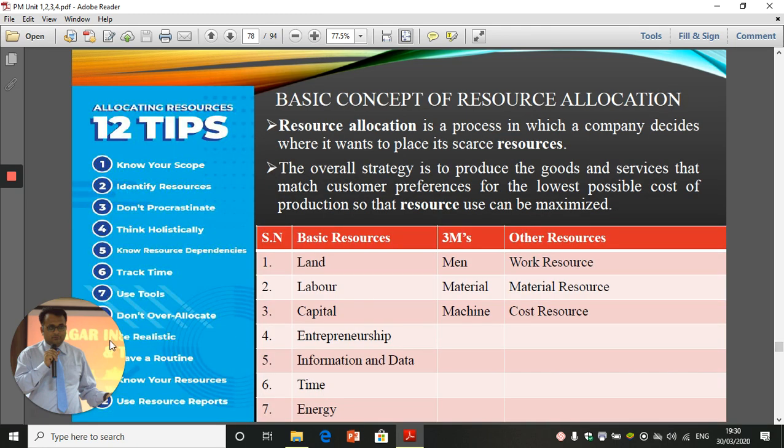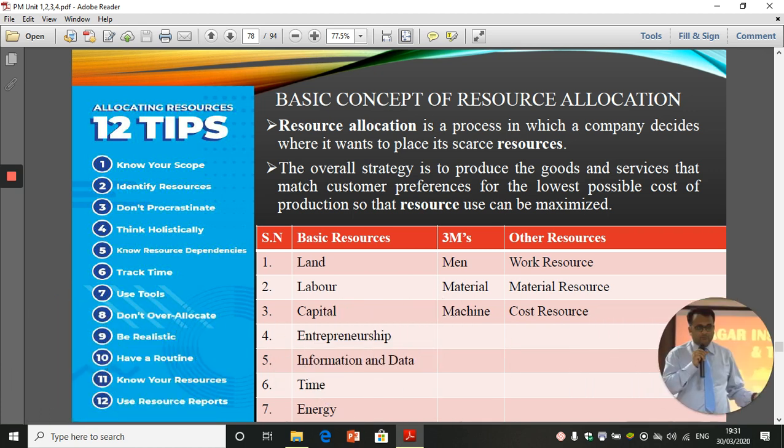So here we go. What is resource allocation? Resource allocation is a process in which a company decides where it wants to place its scarce resources. The overall strategy is to produce goods and services that match customer preferences for the lowest possible cost of production so that resources can be maximized.